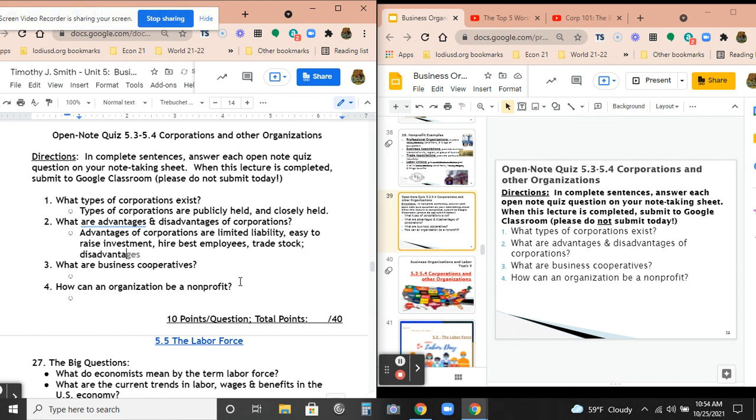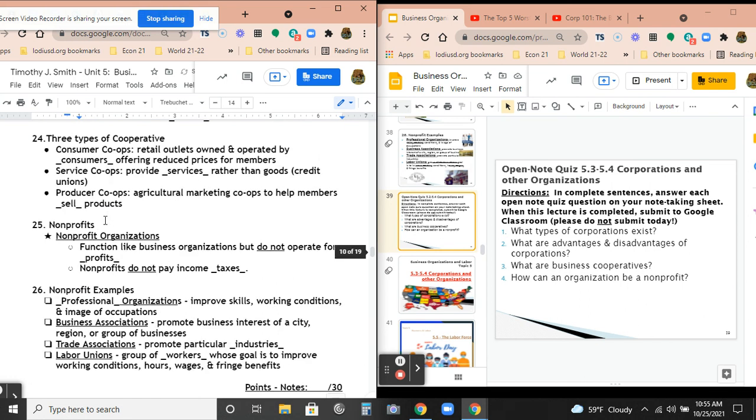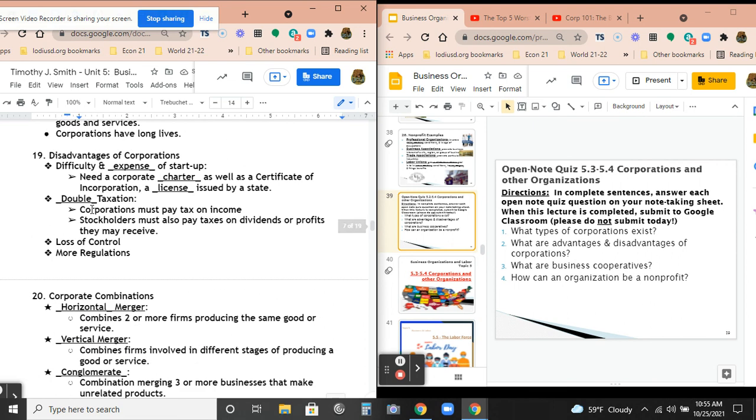Disadvantages of corporations are double taxation, complicated to start, expensive to start. I would say not just start. They're expensive to start and run, and they're complicated to start and run. See if there's any other disadvantages that are important to add. Cost control, expense. That kind of covers it.